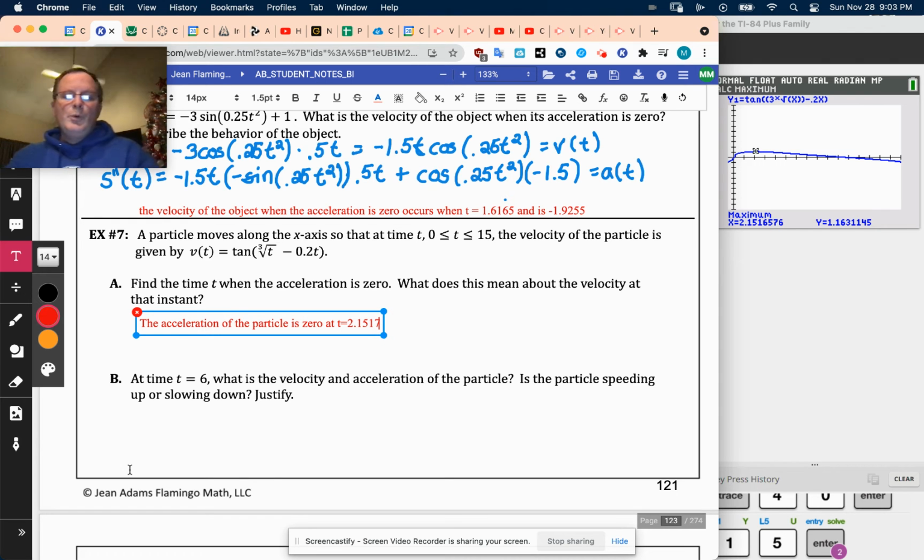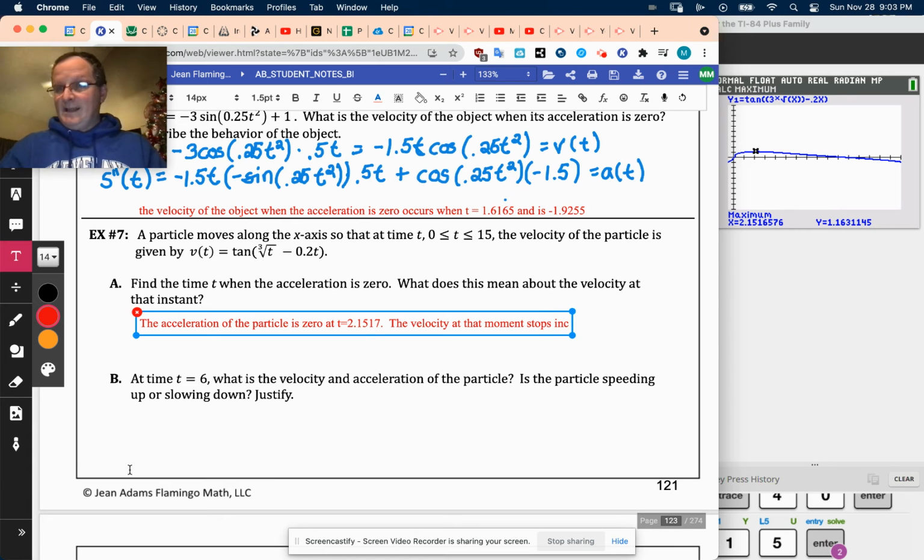All right, 2.1. All right, and what does that mean about the velocity? All right, the velocity at that moment stops increasing. As I can see, it was positive slope before that, and begins to decrease.